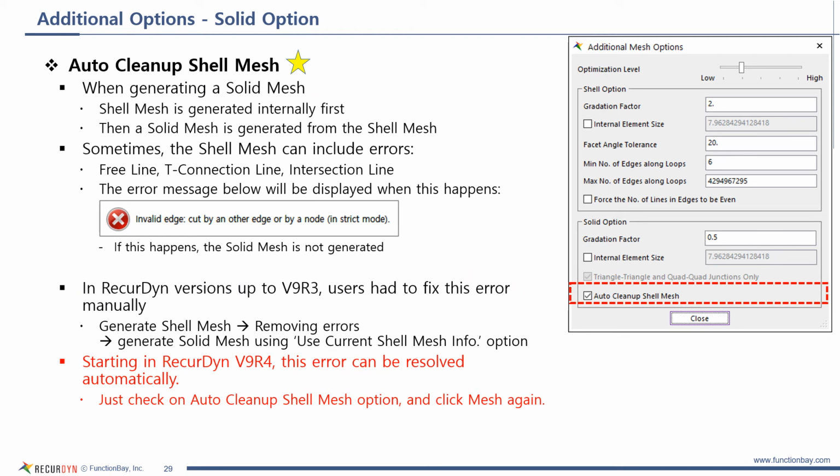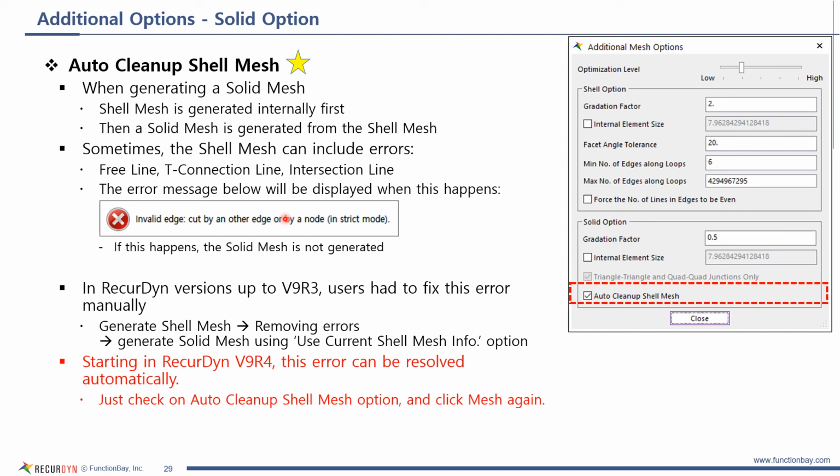Auto Cleanup Shell Mesh is a very useful option supported starting in RecurDyn V9R4. I mentioned that when creating a solid mesh, a shell mesh is internally created first. However, during this process, errors such as free line, T-connection line, intersection line can occur in the shell mesh. In these cases, this error message is displayed.